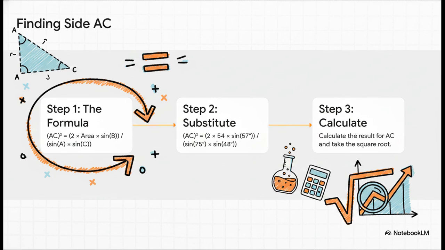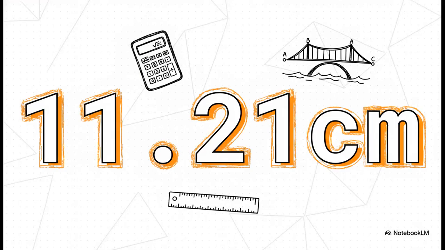You see it there in step 1. It's basically a mashup of the area rule and the sine rule, and it lets us get right to the side we want, AC. So from here, it's really just a plug-and-play situation. We take our numbers, the area of 54, and the sines of our three angles, and we carefully pop them into the formula. And bam, there it is, our first big breakthrough. You punch all that into your calculator, take the square root, and you get the length of our bridge, AC. It comes out to about 11.21 centimeters.